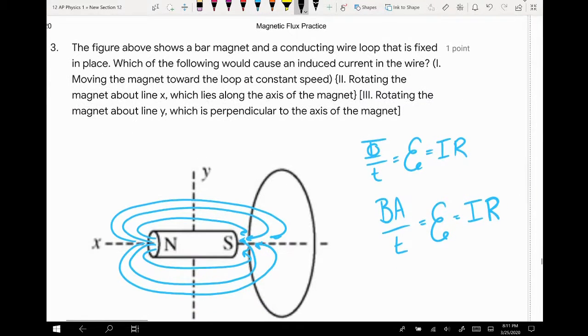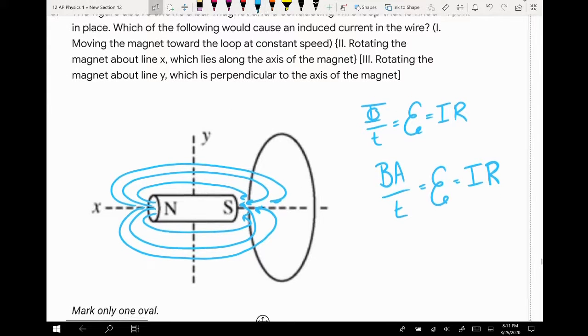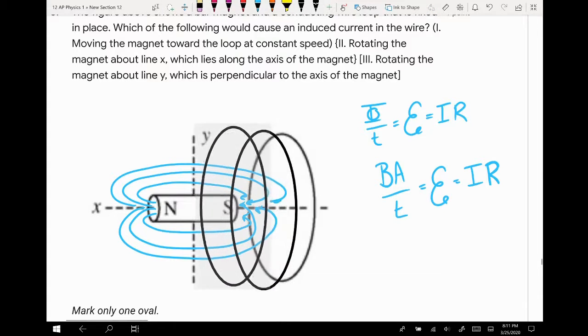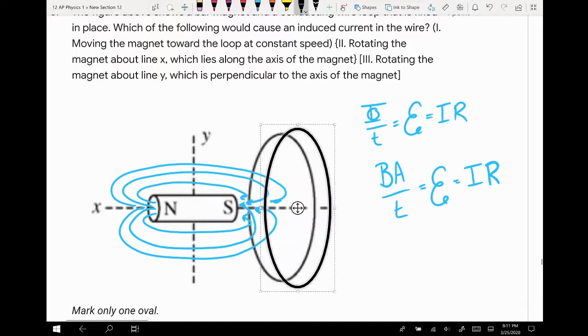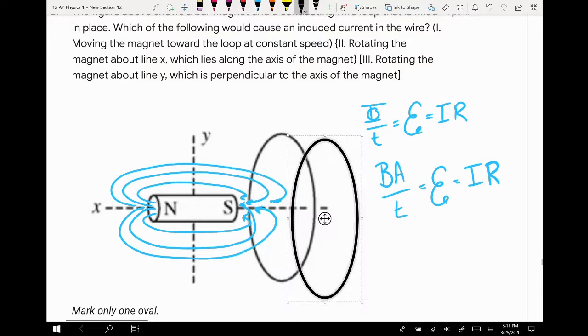So if we're going through these, if we move the magnet toward the loop at a constant speed, that'll definitely change how much magnetic field is within that loop. If we're close over here, we're capturing more. If we're further away, we're capturing less magnetic field. So if we move it physically closer, that'll definitely do it. So I is good to go. Moving the magnet toward the loop at a constant speed, yeah.